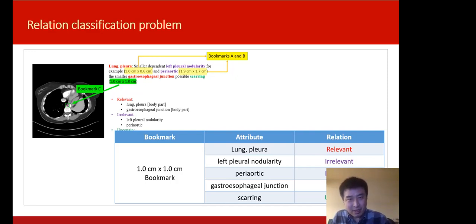Like in this example, we have 3 bookmarks and 5 attributes. So together, we have 5 candidate pairs for bookmark C. And for each pair, we use a deep learning model to judge whether there's a relevant, irrelevant, or uncertain relation between bookmark C and the attributes mentioned in the sentence.